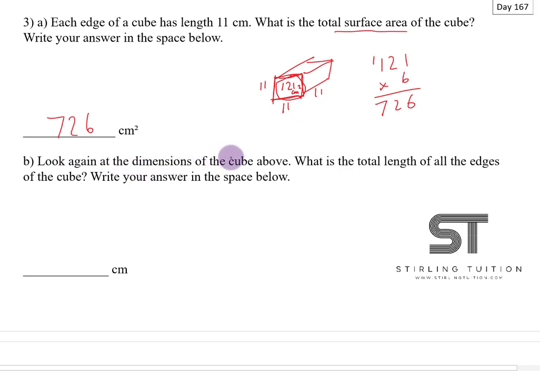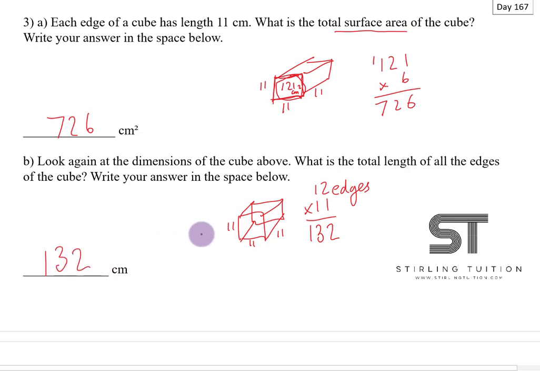B. Look again at the dimensions of the cube above. What is the total length of all the edges on the cube? So again, if we were to draw our cube, but this time with all the edges. So quick demonstration. So our cube has got 12 edges. And each one of these edges is going to be 11. So every single one of these is 11. So all we need to do is do 12 times 11. And 12 times 11 is 132. So the length of all the edges on the cube will be 132 centimeters.